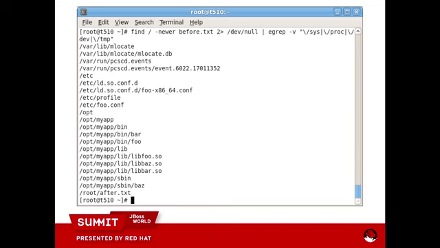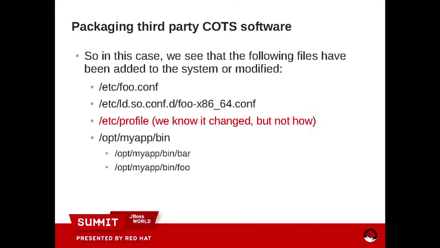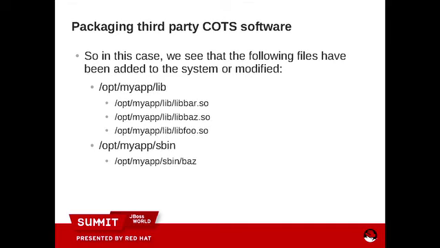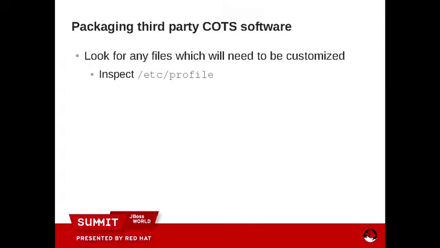So I see that I got the foo.conf, I got the ld.so.conf.d. We know that /etc/profile was changed. Now we've got to go dig through it. And we know about all the stuff that's under /opt/myapp/bin, okay? We also know about the stuff that's in the lib directory, and the stuff that's in the sbin directory. So now we've got to go figure out what the heck these guys did to my /etc/profile file.